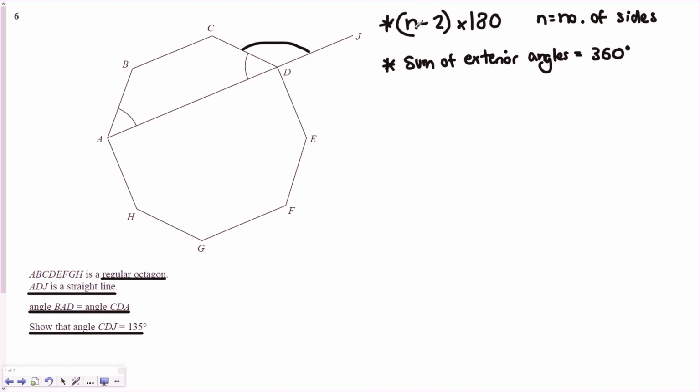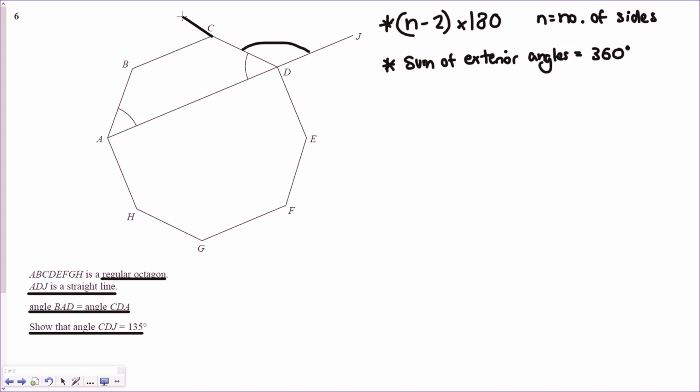So for example, if you have a 6-sided shape, 6 take away 2 is 4, and 4 times 180 will give you the sum of all the angles, not one of them. It will give you the sum of all the angles, and this is a fact. The sum of the exterior angles always adds up to 360, and I'll show you what an exterior angle looks like.